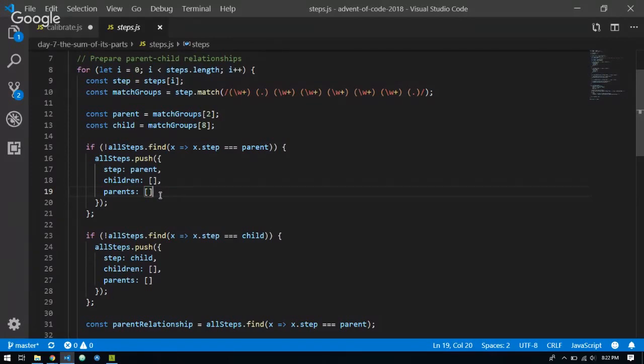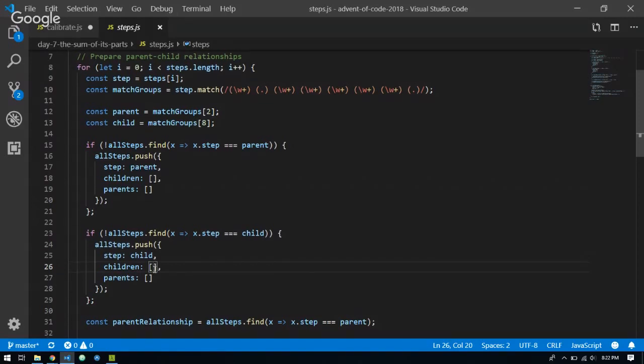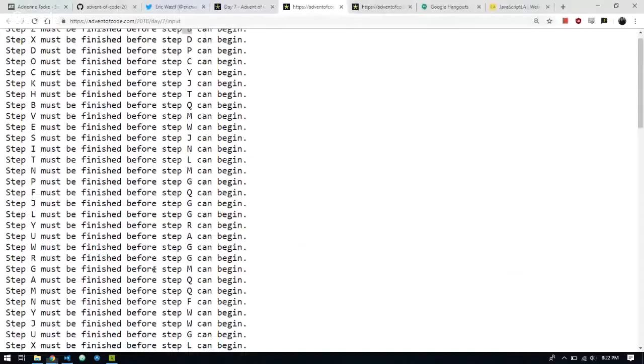So same thing here. If it's a child, I want to know if it has any other children or if it has any other parents above it. And I believe this is important for the next part. I'm not sure yet. So this is parent-child relationships.